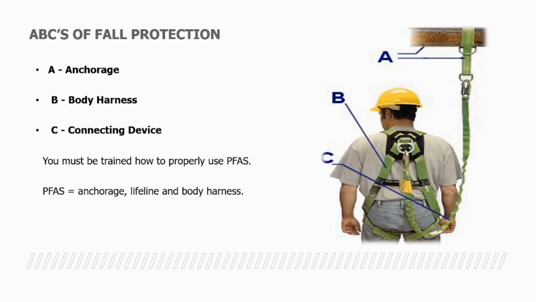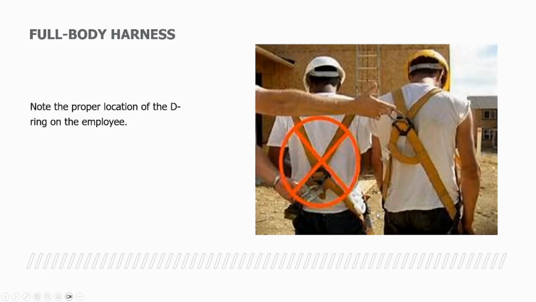The illustrations you see directly on the screen up there, the A at the very top is going to be your anchorage point. If you come down to the B, that's going to be your full body harness. And the C portion right here is going to be what? It's going to be your connecting device right here. Okay, that's what's going to be called your lanyard.